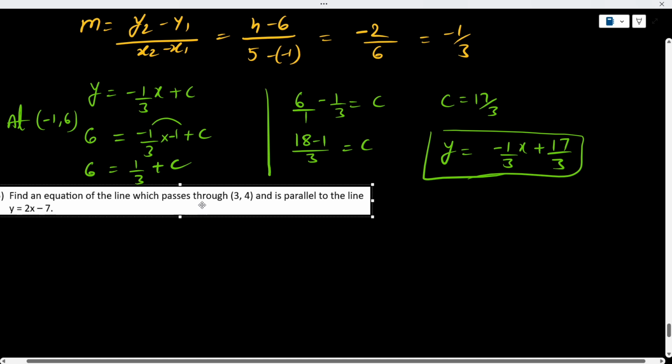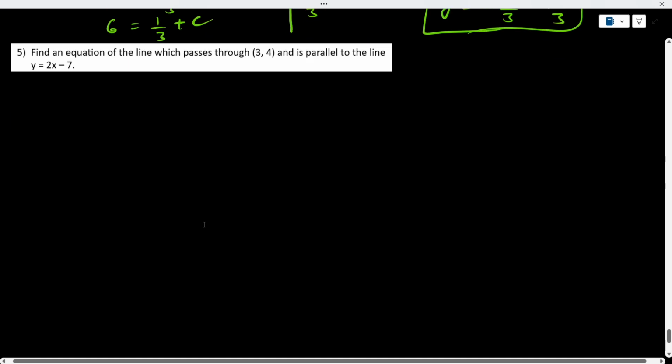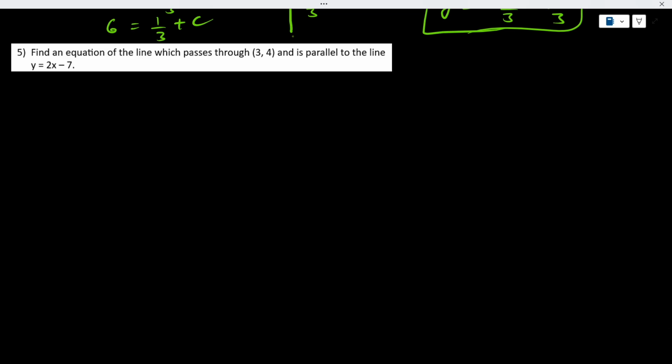Now what is the next question here? This is the next question, question number 5. How do we do it here? So till now we were finding the equation of a line. We found the distance between 2 points, then the midpoint formula. Then what is given here? Find an equation. Again, an equation means it is y equals mx plus c. Line which passes through 3 comma 4 and is parallel to the line y equals 2x minus 7.